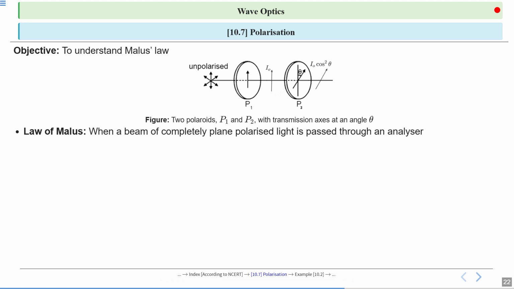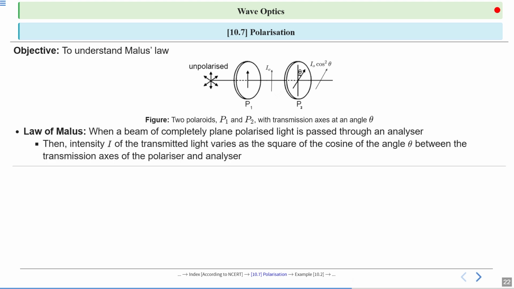This law is essential for understanding how polarized light is used in technologies like sunglasses and camera filters. According to Malus law, the intensity I of transmitted light varies as the square of the cosine of angle theta between the transmission axes. This means that as the angle changes, the intensity follows a predictable pattern.